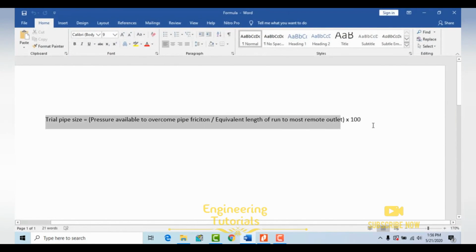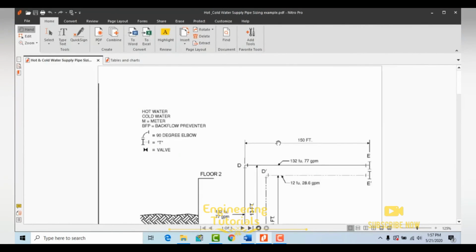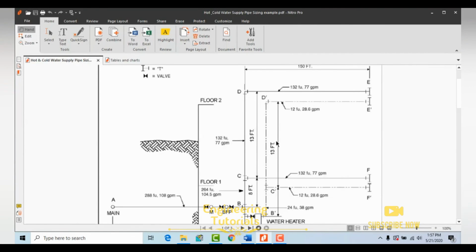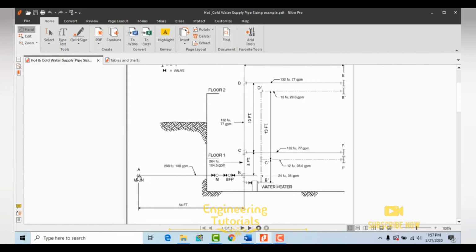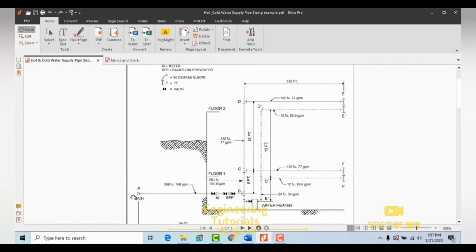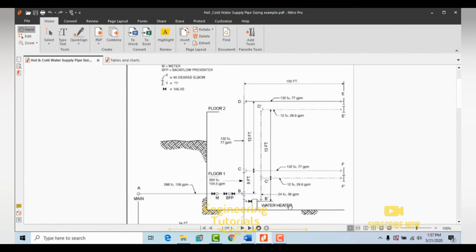This is the formula: pressure available to overcome pipe friction divided by equivalent length of run to the most remote outlet, multiplied by 100. So if we move back to our drawing, you can see that the most remote outlet is here. So the total length from the street main to the most remote outlet is how much? 54 feet, 8 feet, 13 feet and 150 feet.